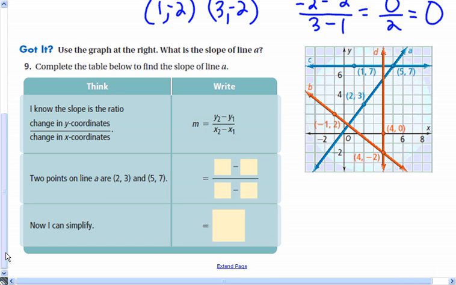Here we're going to take the points 2, 3, and 5, 7. So 2 and 5 are the x values, 3 and 7 are the y values, and that equals -4 divided by -3, or 4/3. And that's for line A, which is this line here. And we can see that there's a rise of 4 for every run of 3 between the points on that line.